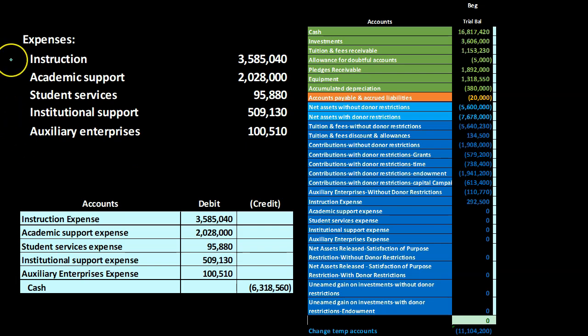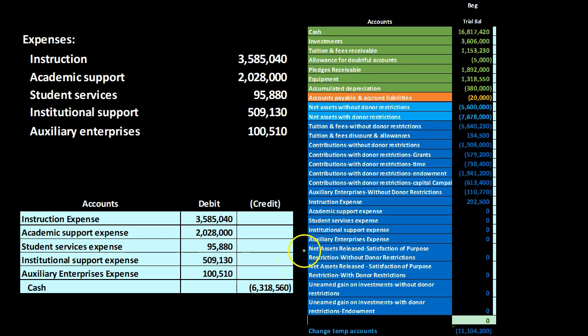So we're going to record the expenses of instruction expense for the time period, academic support, student services, institutional support, and auxiliary enterprises. And those are going to be the things that are kind of outside, you'll recall, the normal type of business activities for the organization, which would be related to the school, possibly some type of sales of merchandise or something like that, outside of the normal type of primary income of tuition and contributions. All right, so we're going to be debiting those items then.